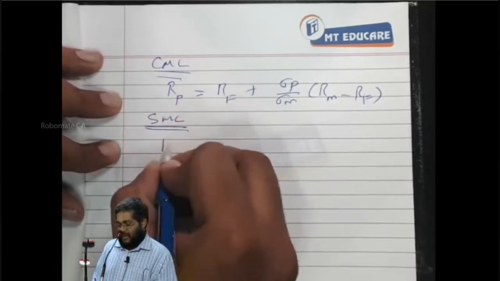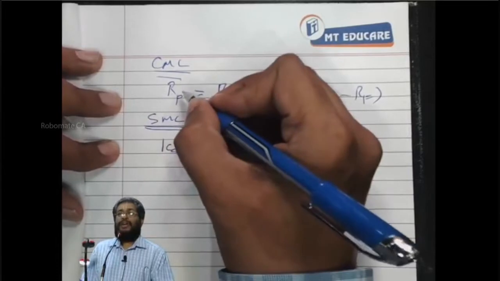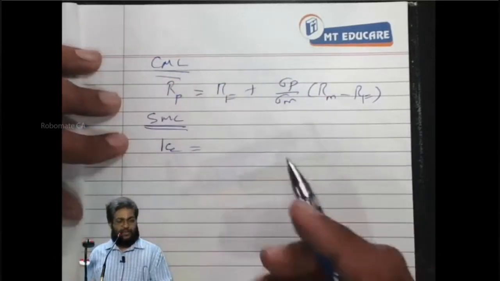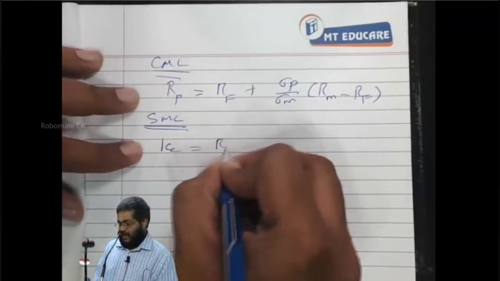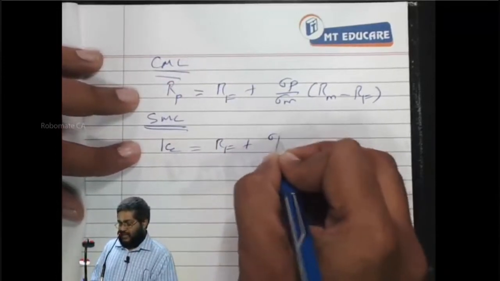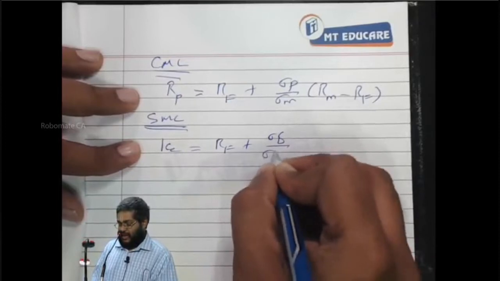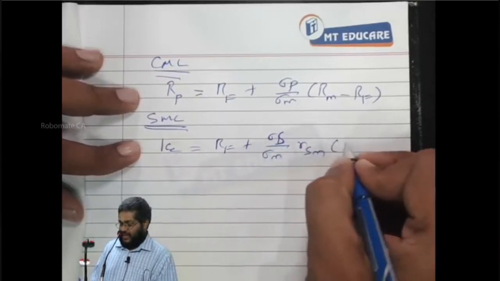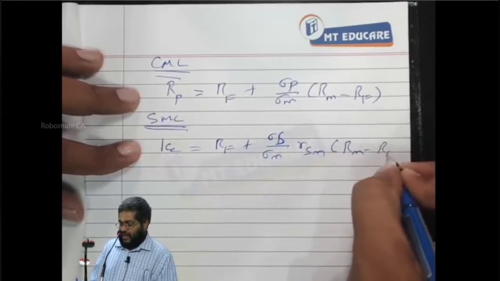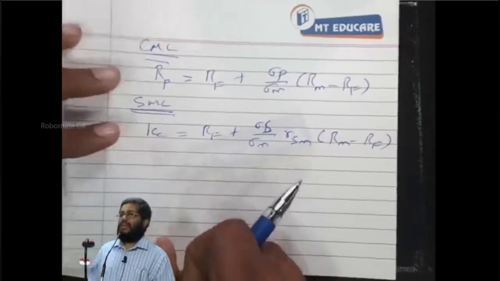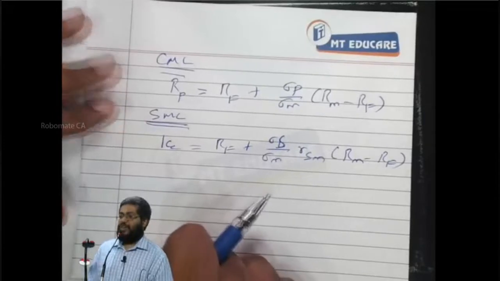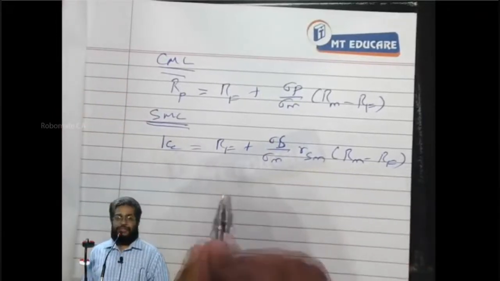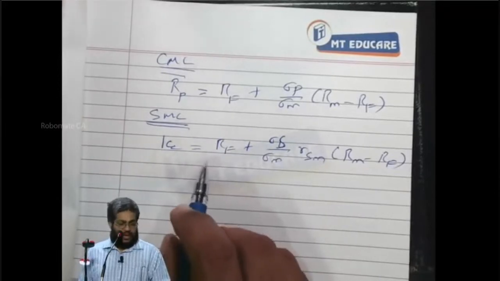SML. What is SML? KE is equal to, like RP we call as what? KE. Notation may change, the thing is same. Is equal to what? RF plus sigma S divided by sigma M into correlation of S and M into RM minus RF. Can I proceed or not?